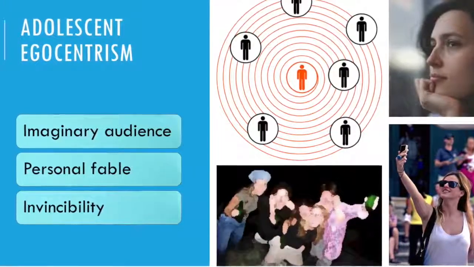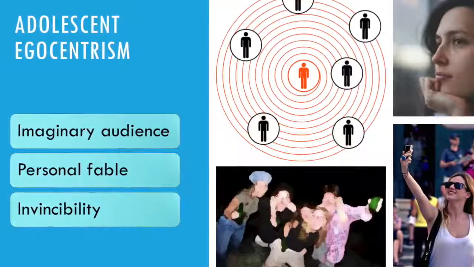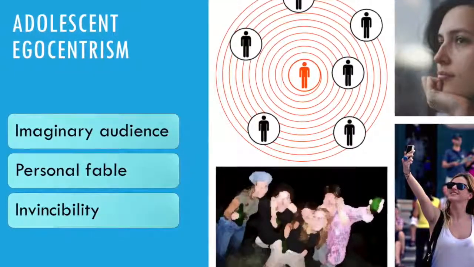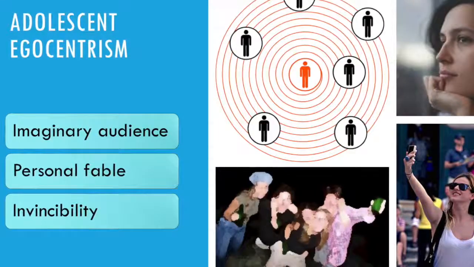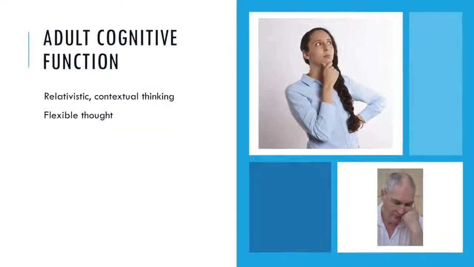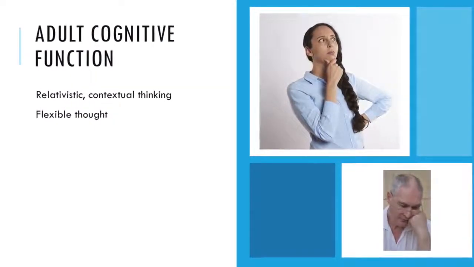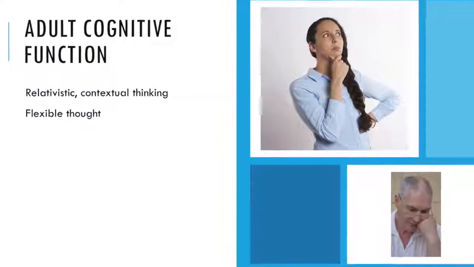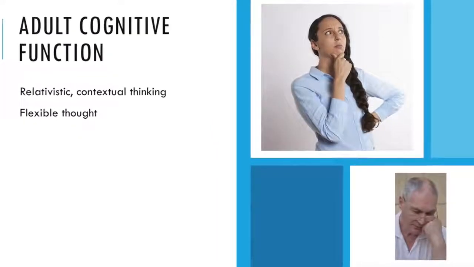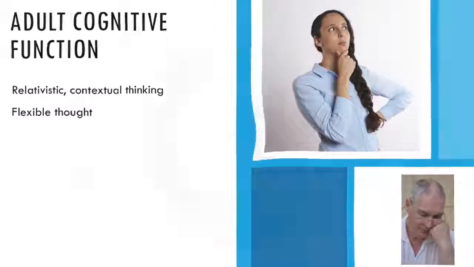Personal fable, which is the notion that no one else can truly empathize with how the individual feels. And also invincibility, which is believing something bad can't happen to them. Adult cognitive function is thought to be beyond formal operations, and it allows for relativistic and contextual thinking. It involves the capacity to develop more than one solution to a problem, engaging in flexible thought.